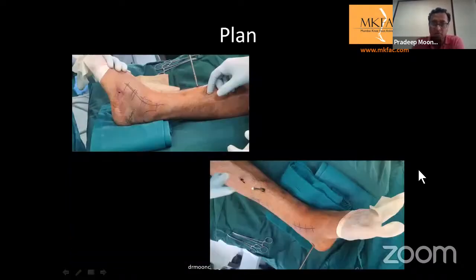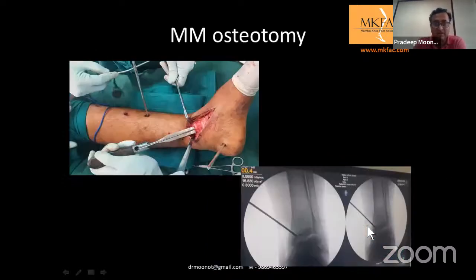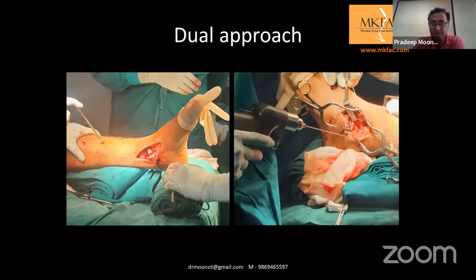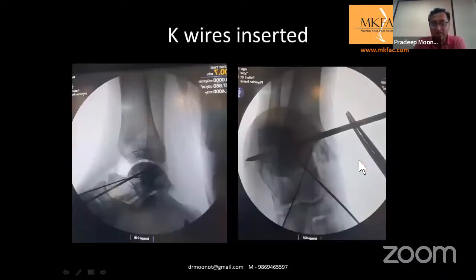So plan was to do a dual incision. I did keep the Schanz pin just in case I had to distract and use that on the table. So that is an anterolateral approach and an anteromedial approach. I straight away started with a medial malleolar osteotomy. That's how we planned it. Opened it up and reduced both on the medial side and on the lateral side. That's the reduction which I can see here.